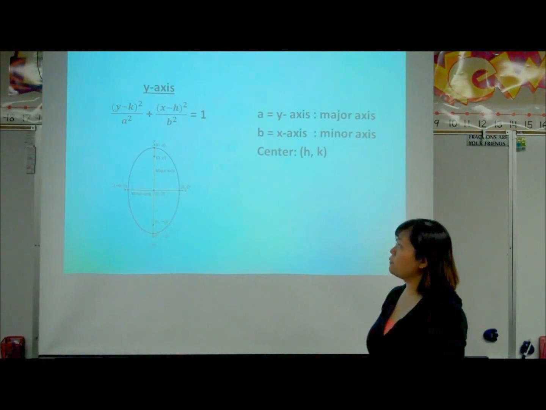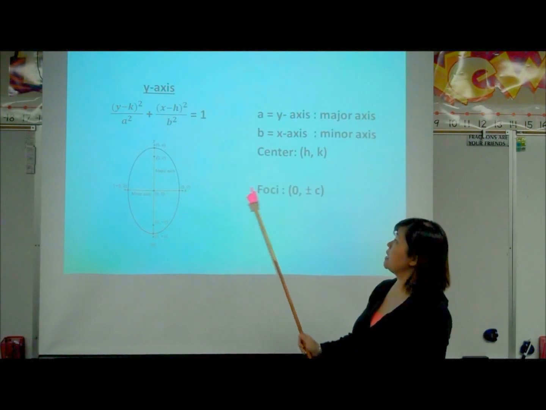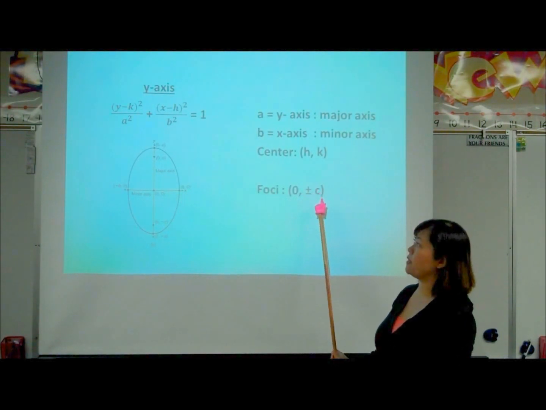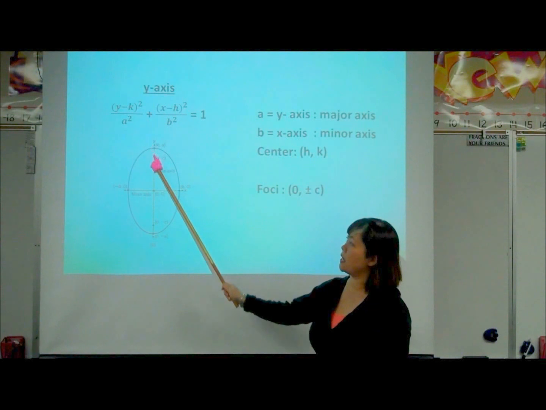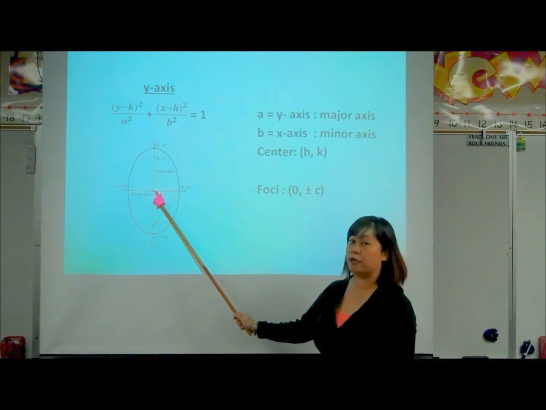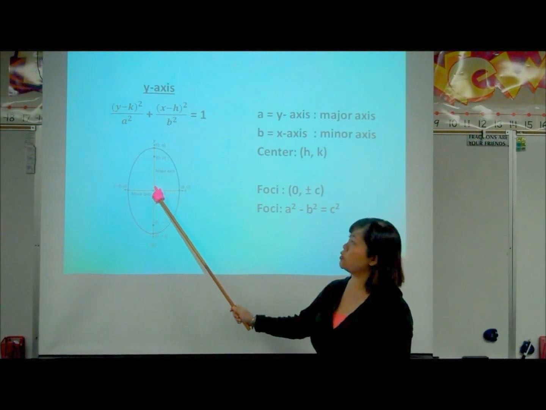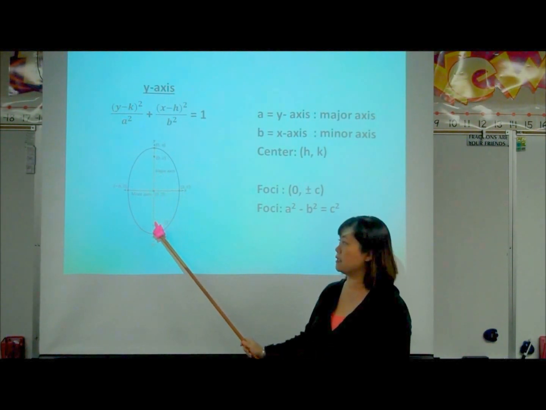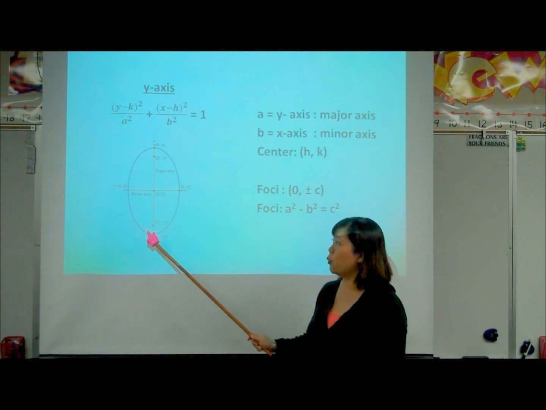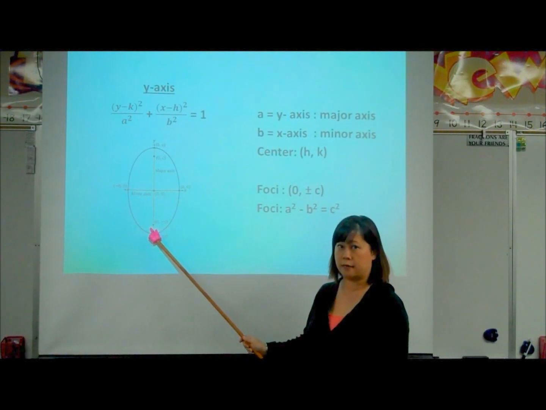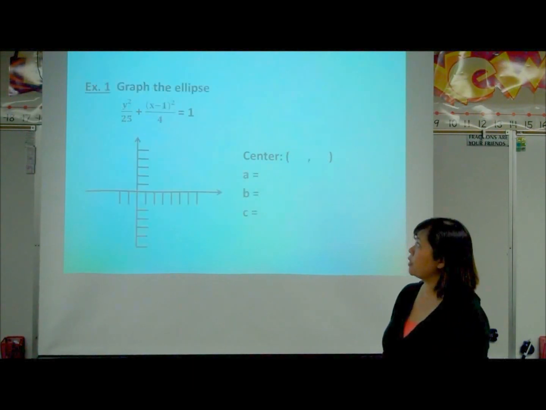Okay? And we still have the foci, but the foci in this case, notice it's going to be 0, comma, plus and minus c, because it's the y-axis now. So from the center, we're going to do the same calculation, formula-wise it's the same, but from the center, we'll just move it on the y-axis, because it's the longer axis that we'll be placing the foci instead. Okay, so let's go ahead and do an example.